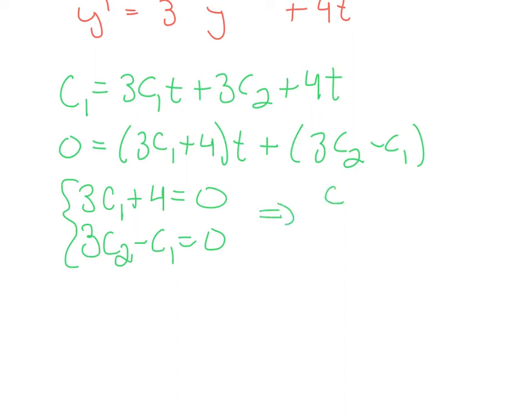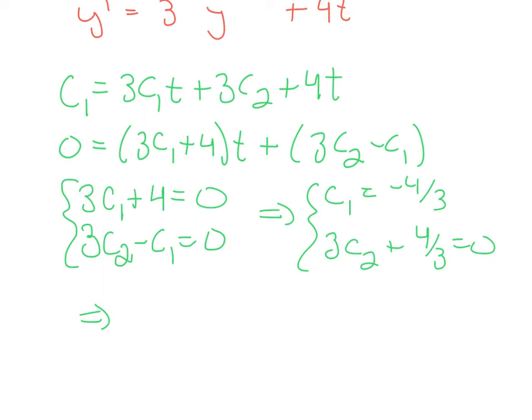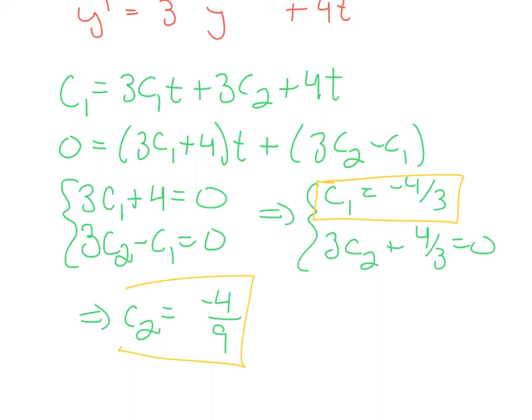Well, that tells me that C1 is equal to negative 4/3. Tiny little bit of algebra there. And so 3C2 plus 4/3 is equal to 0. Well, that tells me that C2 is equal to negative 4/9. So I've got C1 nailed down. I've got C2 nailed down.